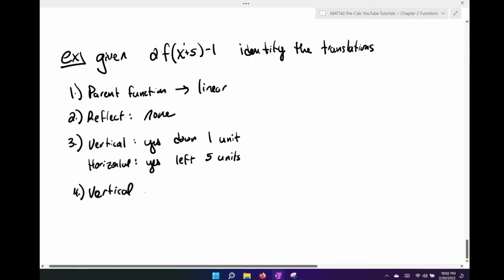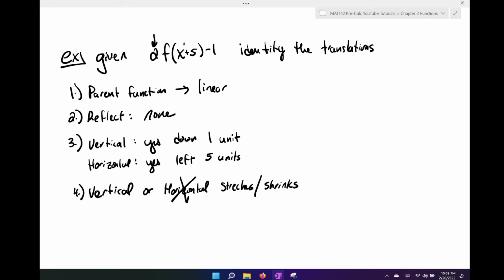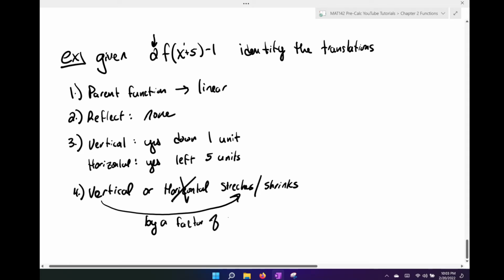So I'm going to write them both. Vertical or horizontal. Stretches or shrinks. Okay, well, if you look out front at this number 2, we know that no matter what, that is going to increase our function very dramatically. So we're going to have a vertical. So you can put an X through the horizontal. We definitely don't have a horizontal shift at all, or stretch or shrink. It's going to be vertical. And we'll say it's a vertical stretch by a factor of 2.